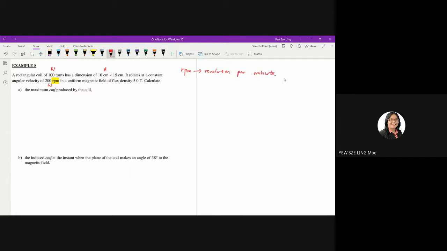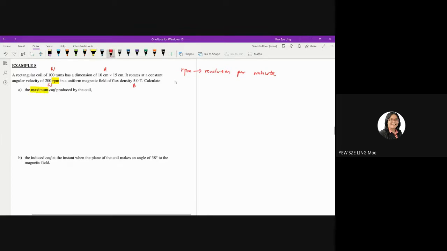Okay, so 200 revolutions per minute. How many revolutions per minute? That is our RPM. In a uniform magnetic flux density of 5 Tesla, this is your B. Calculate the maximum EMF produced by the coil. Again, the question is asking for maximum.